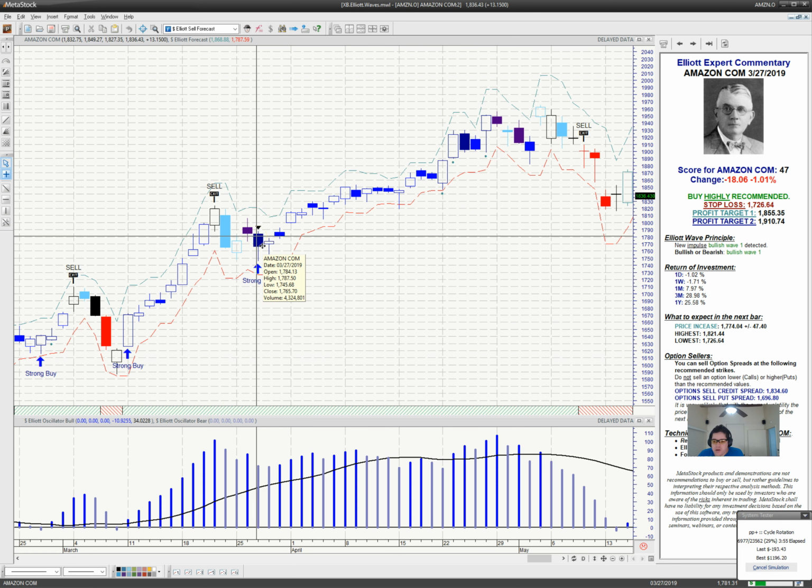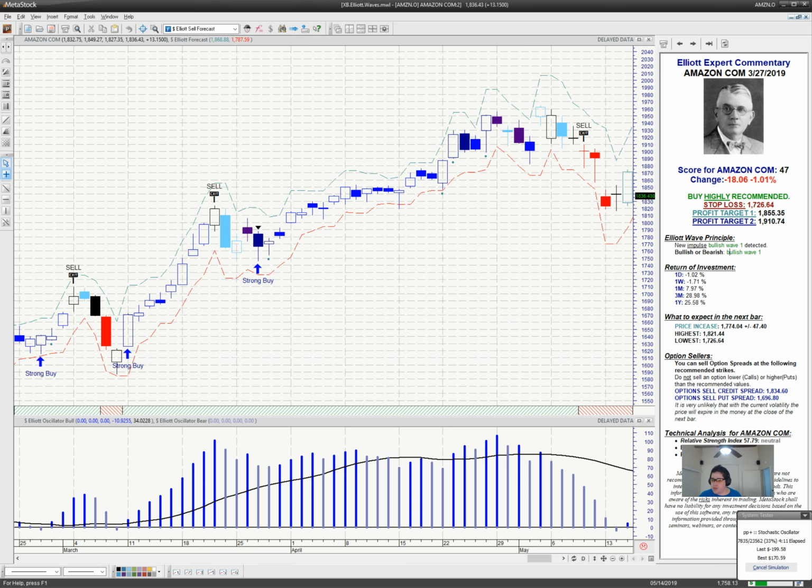Now, on Amazon, we're checking the daily for Amazon, and the signal was on March 27. That was the beginning of the bullish wave 1. And the good thing about this indicator is that you don't have to be an expert in Elliott Waves. You just have to understand that the system is helping you put all the theory into work.